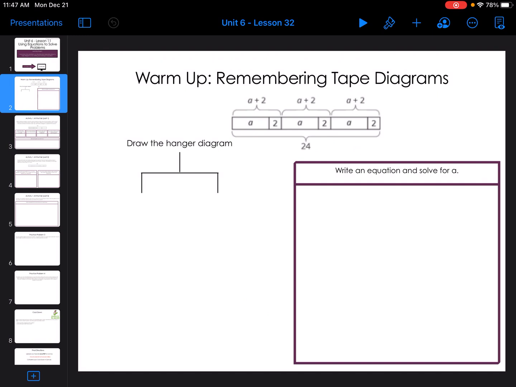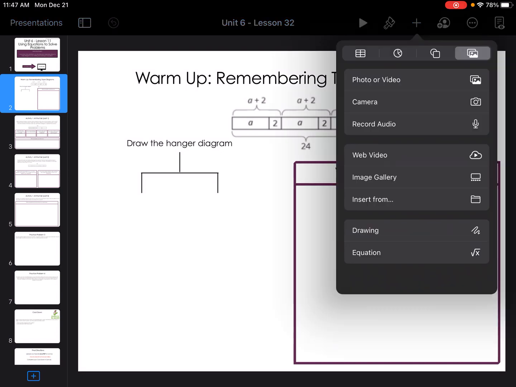So you've got a tape diagram, and they want you to draw the hanger diagram, and they want you to write the equation and solve for A. So we've been doing this for 2 weeks now. We should be pretty good at it.